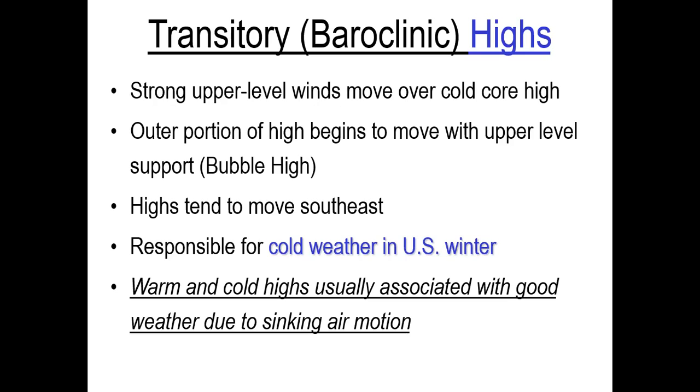Warm and cold highs are usually associated with good weather. They're both usually associated with good weather because of that sinking air motion. When air sinks, it dries out. So if you get high pressure, a warm core high pressure system, either way you're going to get clear skies and very nice weather because of that upper level convergence of sinking air. But these baroclinic transitory highs break off from the cold core high in Canada, and they send much colder air southeastward.